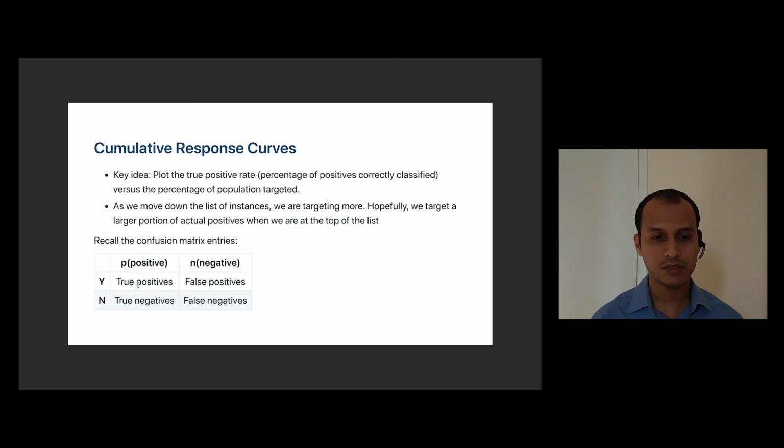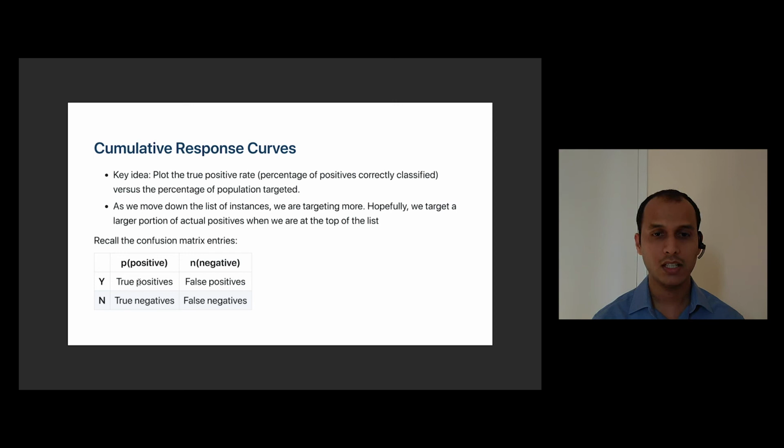Remember what true positives are. True positives are the counts in this cell of the confusion matrix. So the true positive rate is just the percentage of positives which are correctly classified. Let's focus on just the first column. In the first column, there are some instances that we have correctly classified, and some which we did not correctly classify.